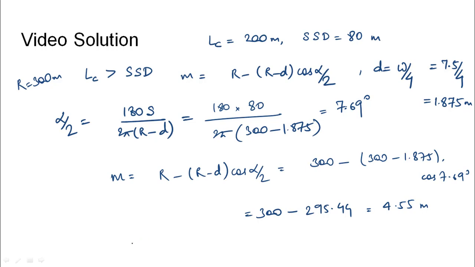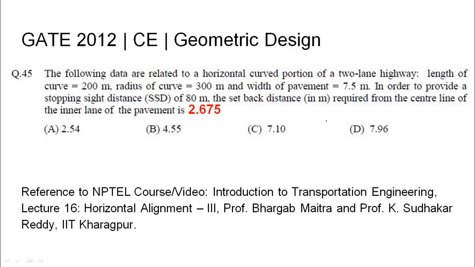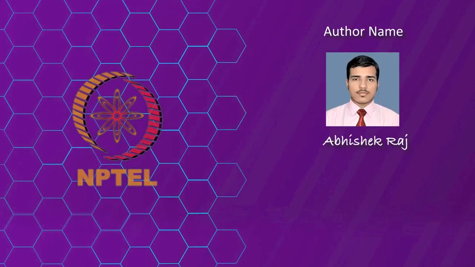But the setback distance needs to be found from the inner lane. So that would be equal to m minus d, that is the effective setback distance. This would be equal to 4.55 minus 7.5 over 4. So this would become 2.675 meters. So the setback distance needed to provide from the center line of the inner lane of the pavement is 2.675 meters. None of the options matched in this question and marks were awarded to all. The relevant NPTEL reference has been listed.